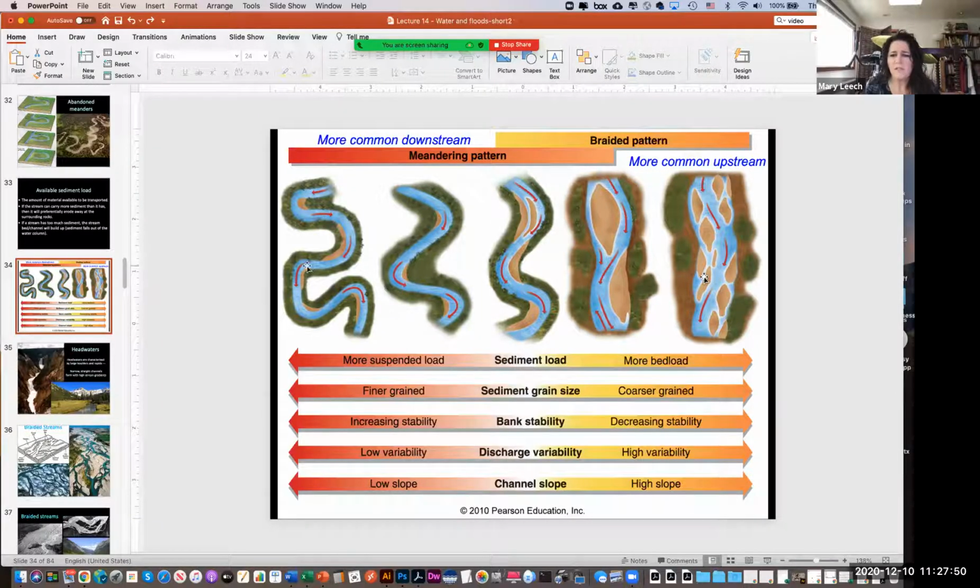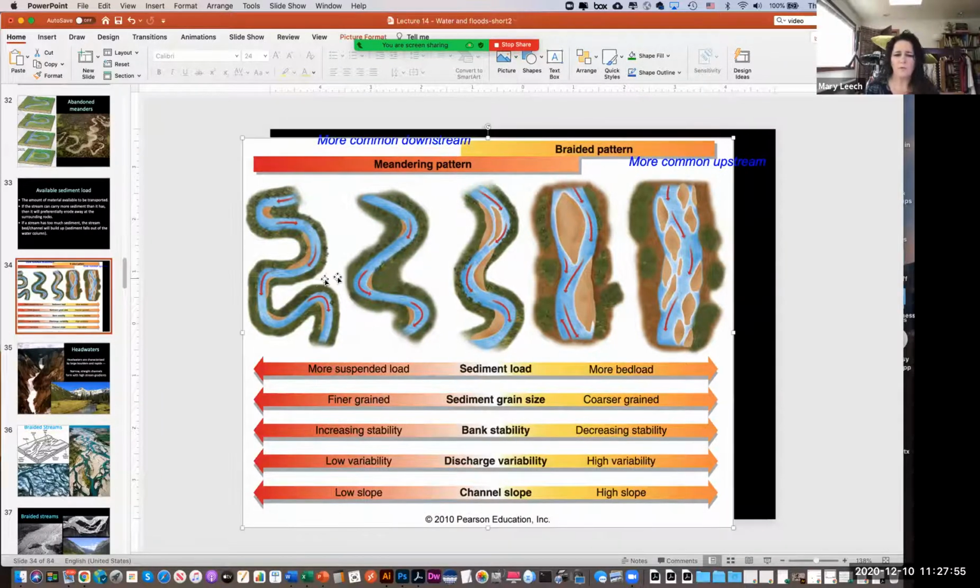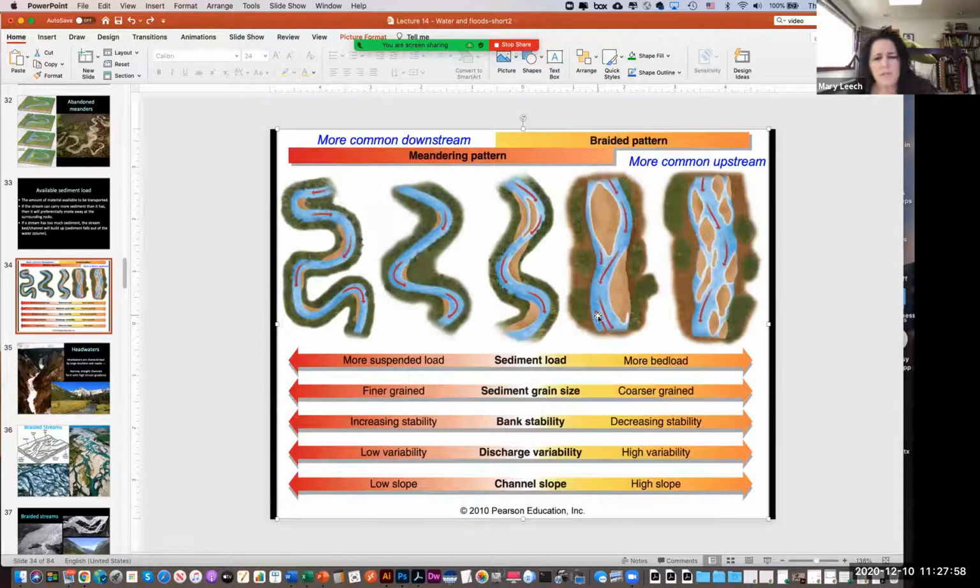So what can you say about the differences between a braided river that's more like upstream and a meandering river that's downstream? Look down here to just get an idea. This is separating the bed load from the suspended load. Up here in the headwaters, it's more bed load, the larger pieces moving along the riverbed. Down here, it's more suspended load, the silt and the clay being transported by these rivers. So this is finer grain material, coarser grain material.